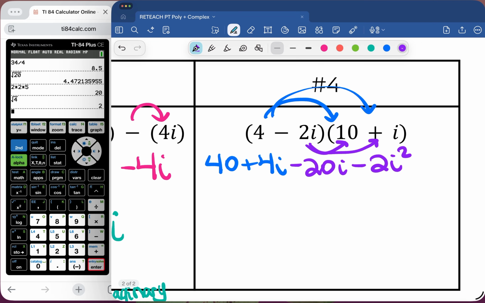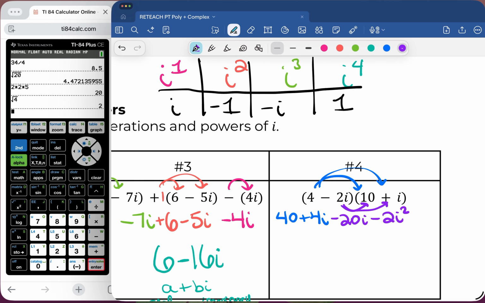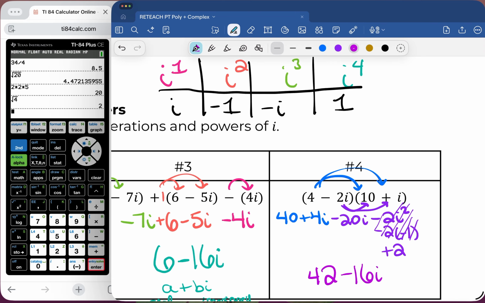That I squared again is on our powers of I. So I squared is negative 1. We're going to need to put that into proper form. And that negative 1 is being multiplied by that coefficient of negative 2. So negative times negative becomes positive. So this is now rewritten. And we have 2 real numbers that we need to combine. So remember, real plus real. 40 plus 2 must go in the front. And then our imaginaries, 4 minus 20, combine, and they must be placed in the back.